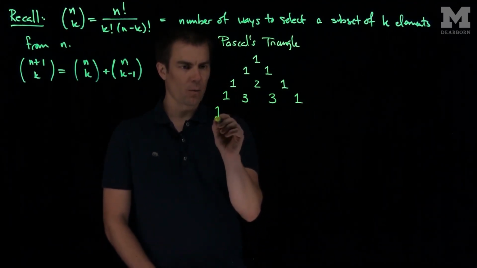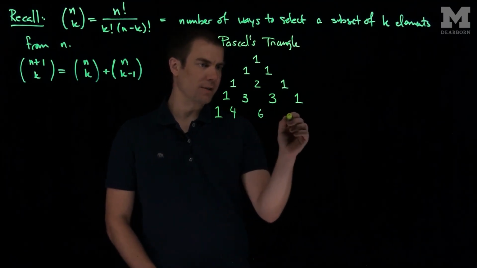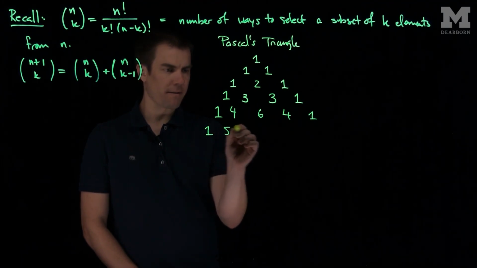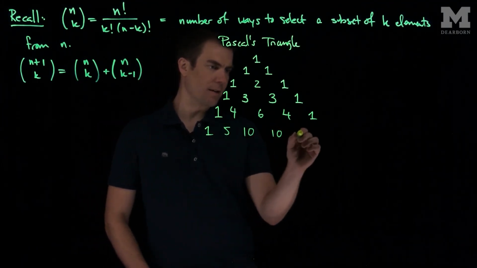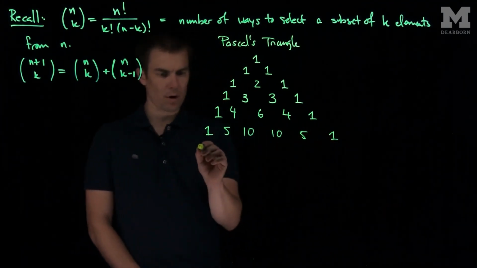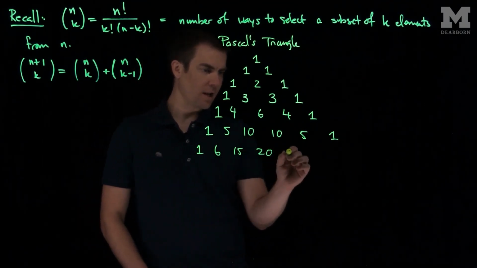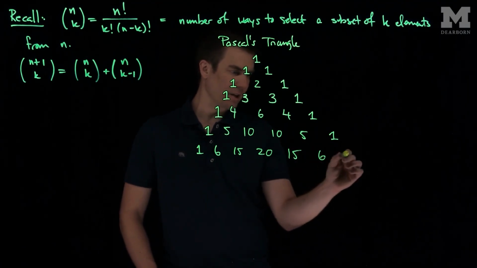And I keep going. I have a 1, then a 4, then a 6, then a 4, then a 1, then a 1, then a 5, then a 10, then a 10, then a 5, then a 1. Let's do one more. We'll have a 1, then a 6, then a 15, then a 20, then a 15, then a 6, then a 1.